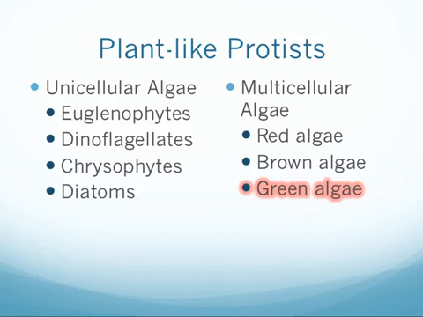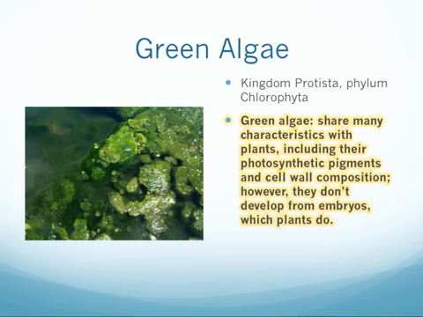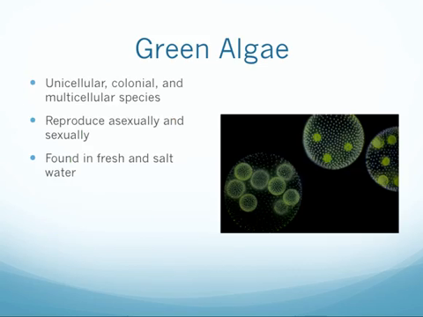Our last group of protists is green algae. They're in phylum Chlorophyta, and green algae share many characteristics with plants, including their photosynthetic pigments and cell wall composition. However, they don't develop from embryos, which plants do. So some scientists think that green algae is a common ancestor to plants. This is what plants diverged from. They have a lot in common with plants.